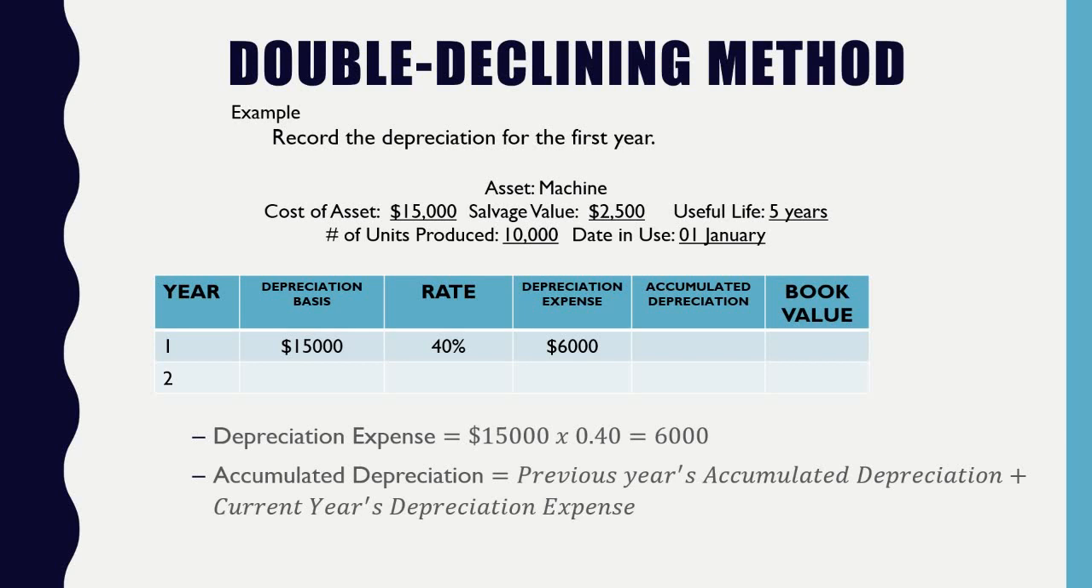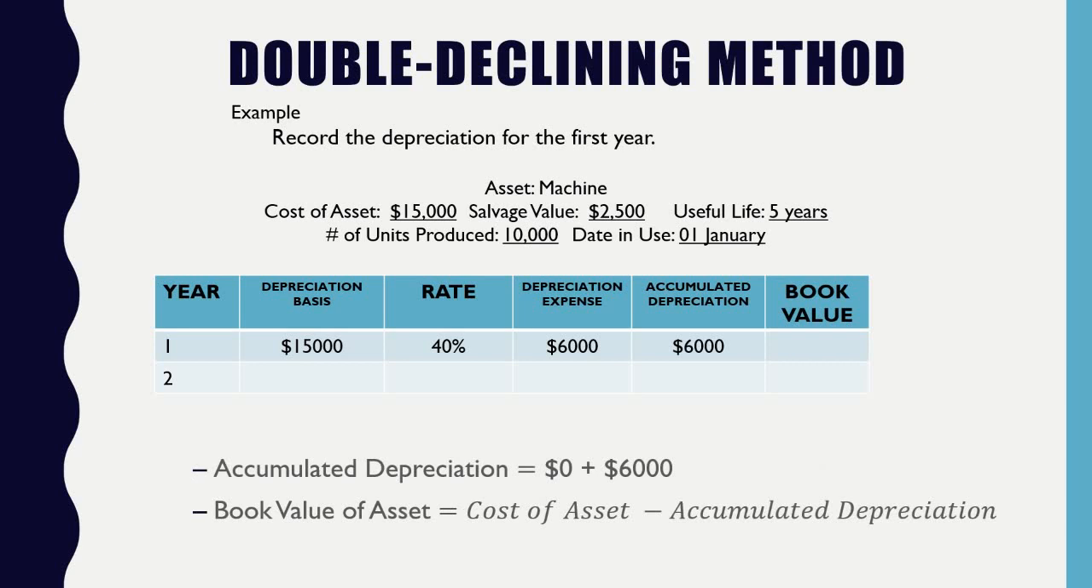Again, accumulated depreciation is going to be previous years plus current year's depreciation expense. In this case, we are depreciating for the first time. So therefore, 6,000 is going to be there, right? 0 plus 6,000 gives you 6,000.